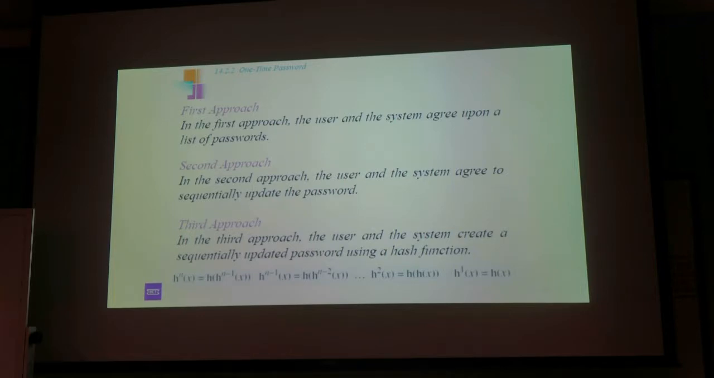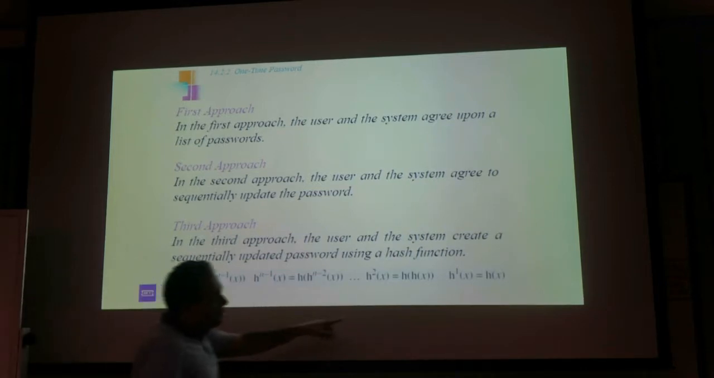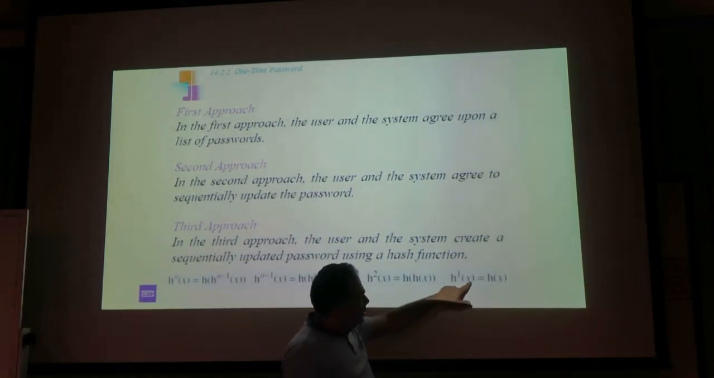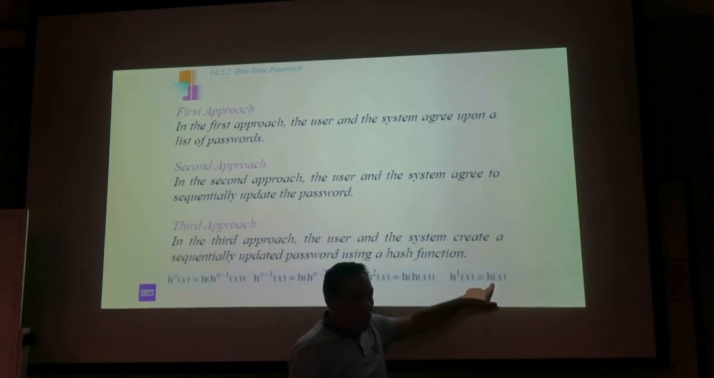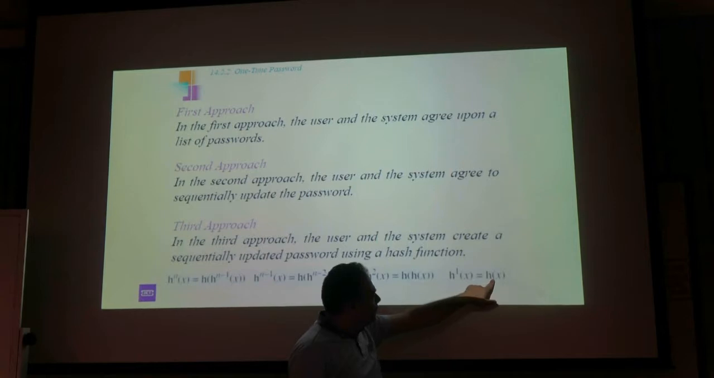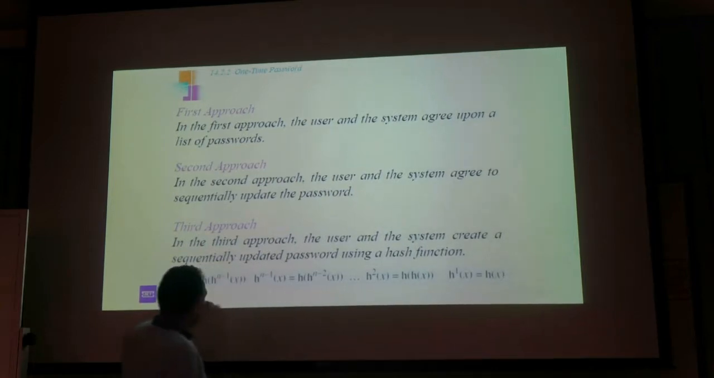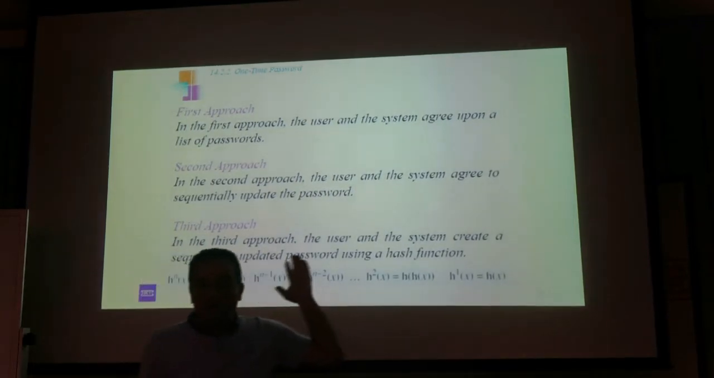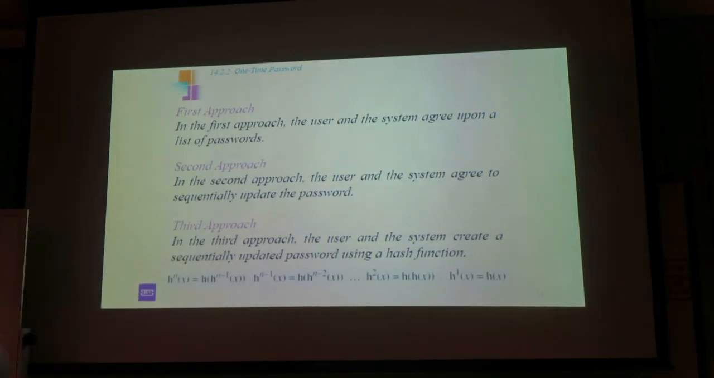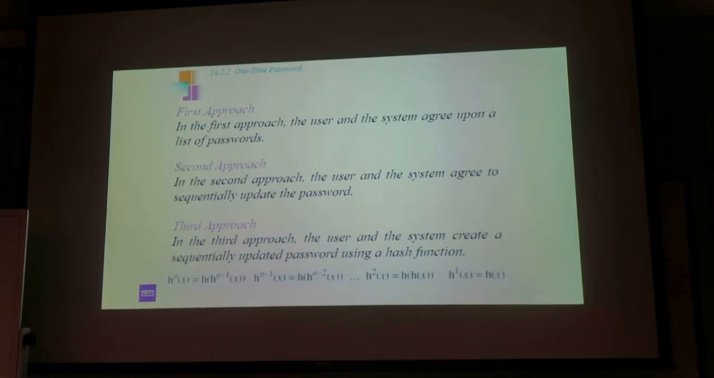In the third approach, the user and the system create a sequentially updated password using a hash function. So the first one, for example, okay, this is the value, you create the hash function. The second one will be the hash of the first one. So you take this one, you hash it, this is for the second time. And up to n-1. Is there a probability that we can come back to the original one with hashing? This is supposed to be one-way hashes, right? So you could go one way, you cannot go the other way.